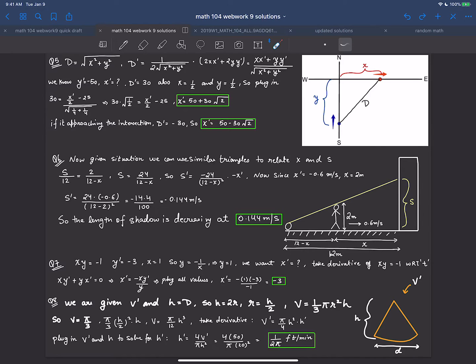At what moment do we want to analyze? When x is 2 meters, when she's 2 meters away from the building. So all you got to do is punch all these numbers into this expression, and when you evaluate it, you're going to get a negative 0.144 meters per second.